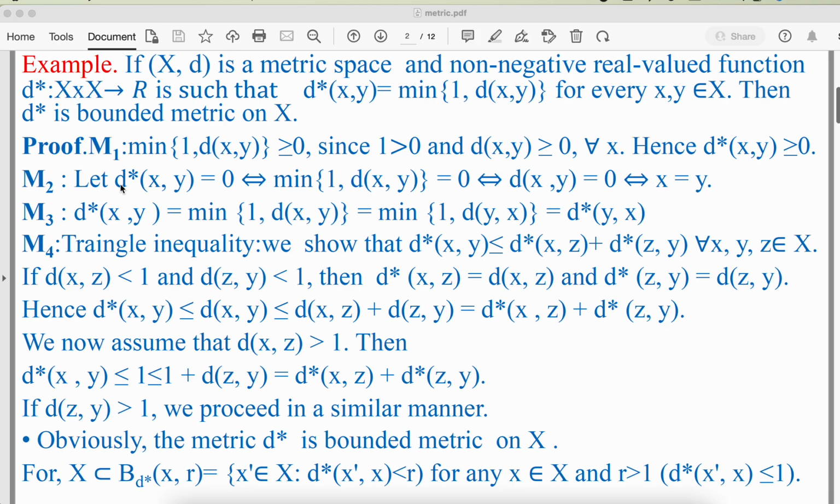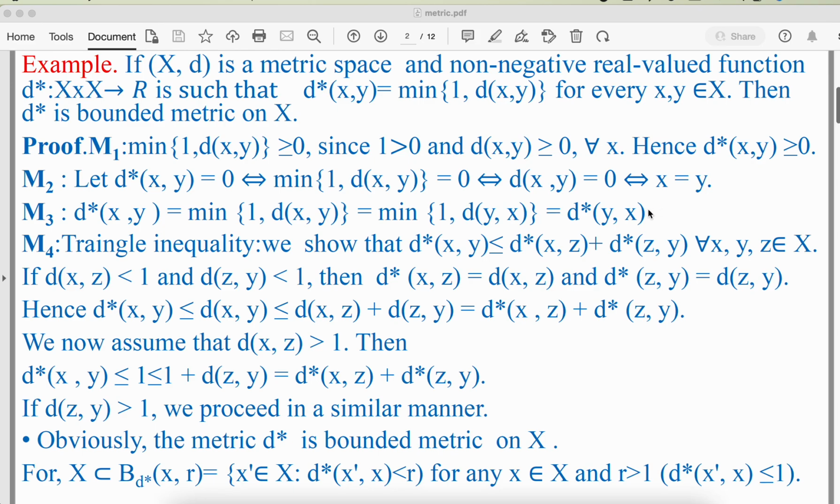For the second condition, we see that d star(x, y) is equal to 0 if and only if this minimum of 1 and d(x, y) is equal to 0. But 1 cannot be 0. It means d(x, y), the distance of x from y, is 0, and this is possible only if x equals y, because d is a metric on X. It means d star(x, y) equals 0 if and only if x equals y. So second condition is also satisfied.